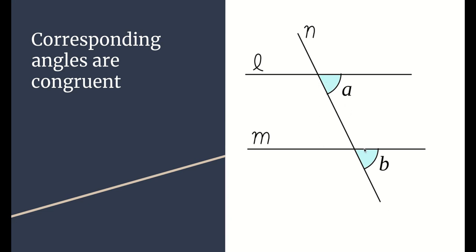So we would say that A and B are corresponding angles. They're in the same location relative to the parallel lines, right? And they are congruent, meaning their angle measure is exactly the same.